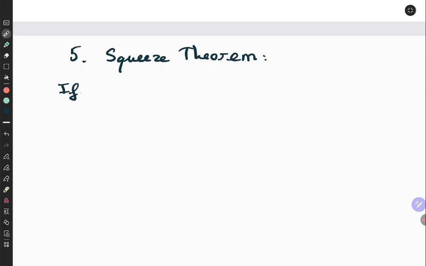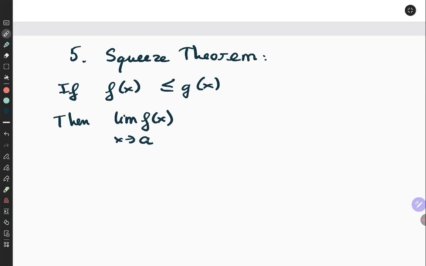The theorem is like this: if f of x is less than or equal to g of x, so one function is smaller than another function, then the limit of f of x, when x approaches a number, is also less than or equal to the limit of the other function. Very simple. If this is less than this, then you put the limit in front of both of them, and the inequality stays consistent. So that's the theorem.